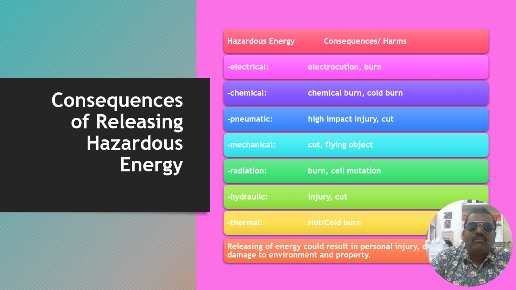So radiation, cell mutation. What is cell mutation? A cell mutation is a change in the DNA sequence of an organism. Mutations can result from errors in DNA replication during cell division. Okay. So finally, the consequences are continuing like this.